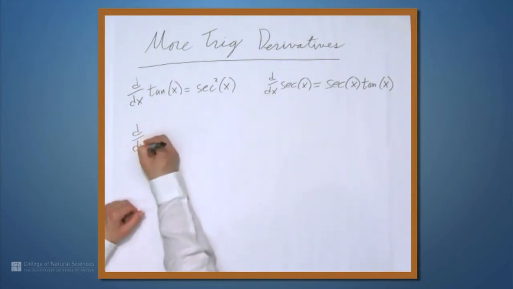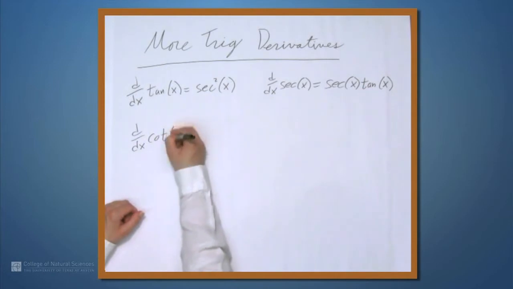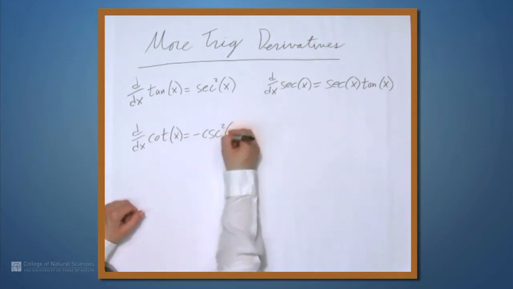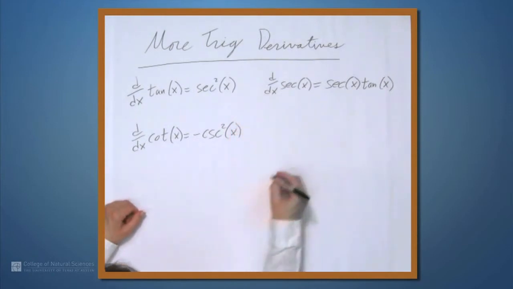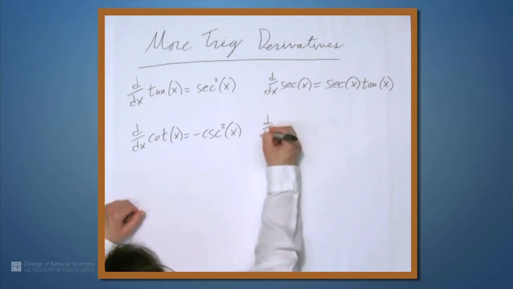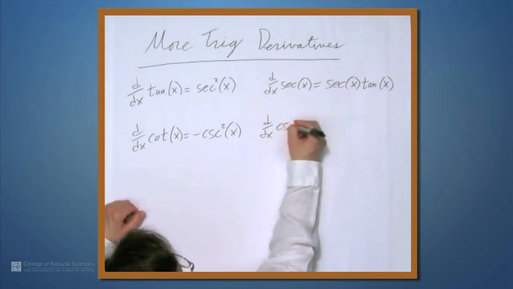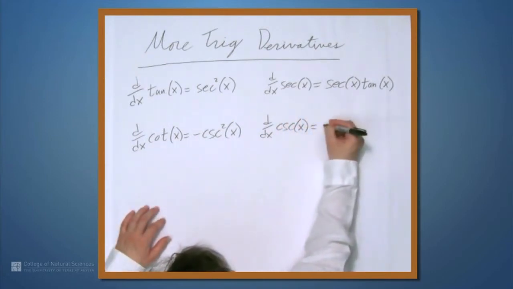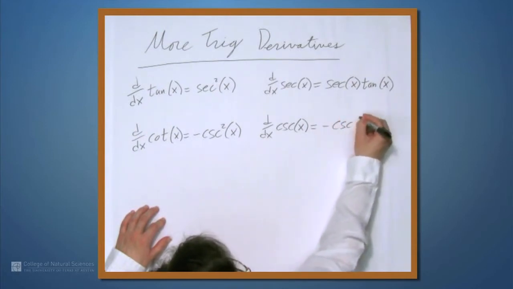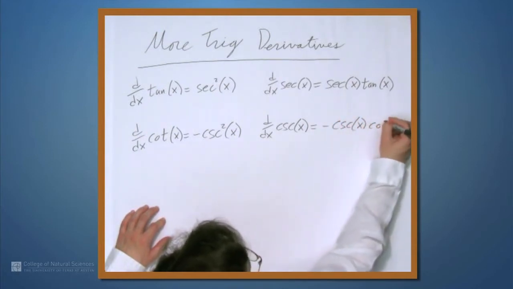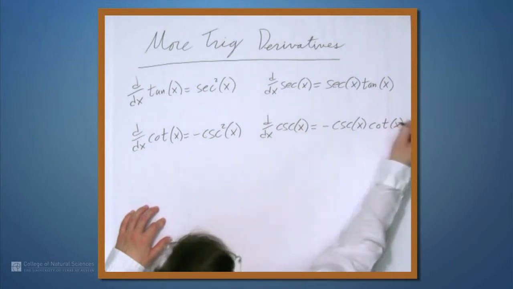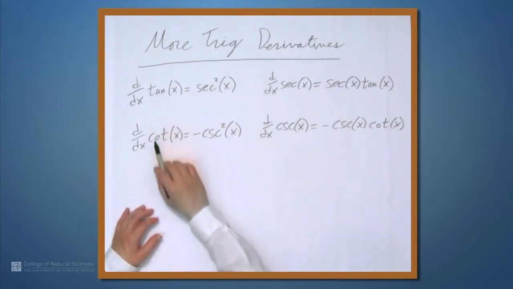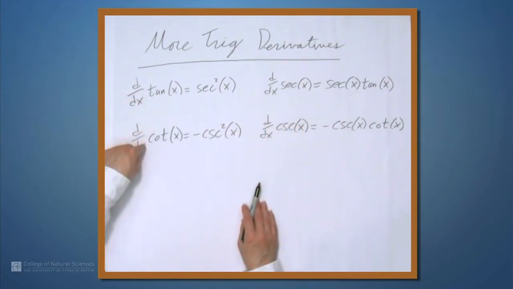Now what about the co-versions, cotangent and cosecant? Well, the derivative of cotangent of x is negative cosecant squared x, and the derivative of cosecant x is negative cosecant x cotangent x.